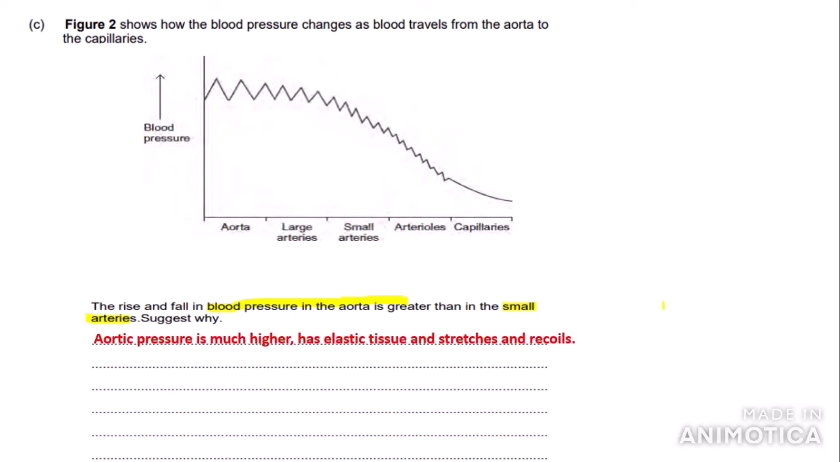So here is what I have put. The aortic pressure is much higher, as you can see by the graph here. So the pressure is much higher than the small arteries. This is because, as I've mentioned earlier, it has elastic tissue and stretches and recoils. So you need to link in the properties of different vessels into this. Now, as the aorta is an artery, we can say the elastic tissue has stretch and recoil properties.